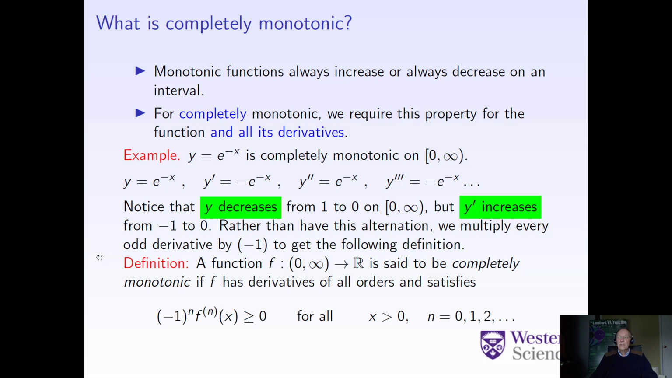A function f is completely monotonic if f has derivatives to all orders and it satisfies minus 1 to the n times the nth derivative of f is greater than 0, and that has to apply for all x. Notice that although the term monotonic describes both functions that increase and functions that decrease, completely monotonic, after we add in the minus 1 factor, applies to functions which are only decreasing continuously over the interval.